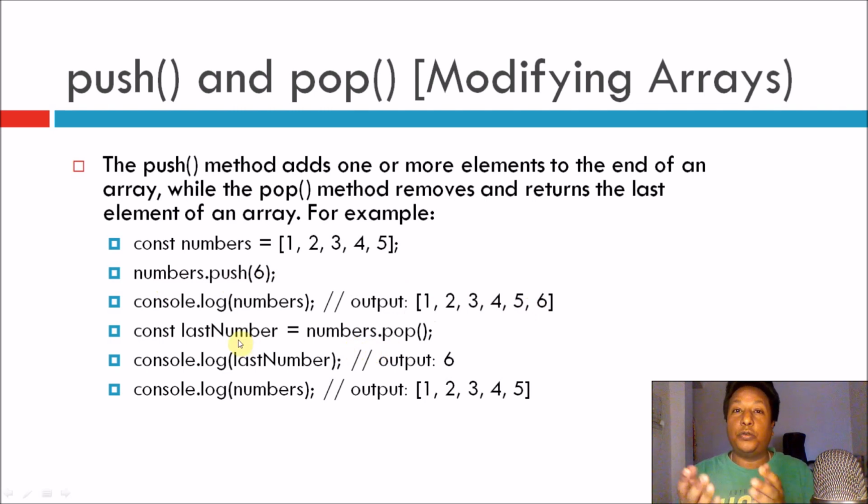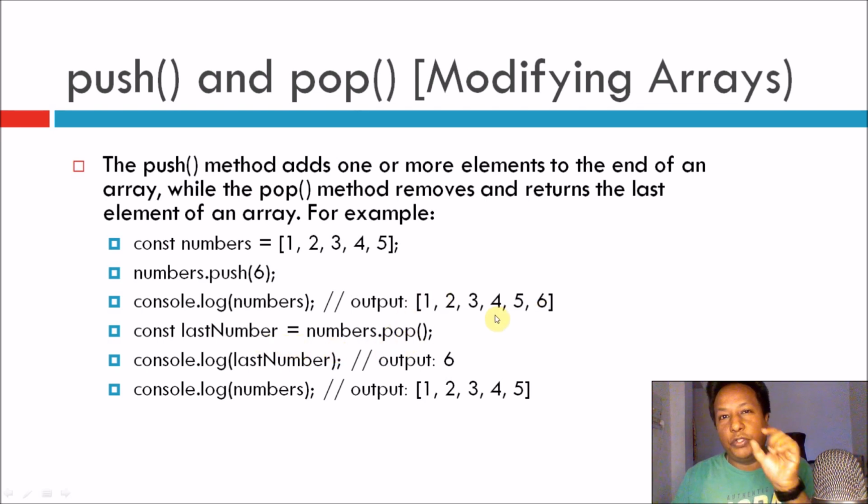Now if we want to take out the last value of an array, we will use pop. So pop will pop the value off the array. Here we have used const lastNumber equal to numbers.pop(). So now the array is 1 2 3 4 5 6, and out of this array we are fetching the last number.